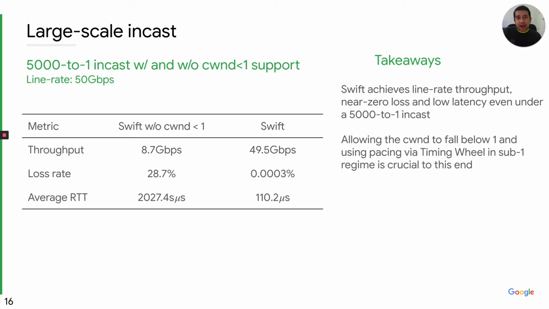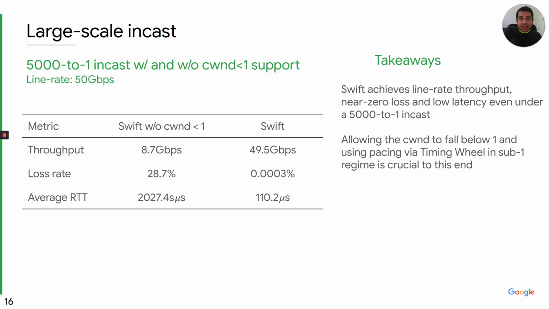To understand the impact of Cwin less than 1, where we pace packets when the congestion window falls below 1 using timing wheel, how important is that to handle large-scale incast, we do an experiment with 5000 to 1 incast, and we compare Swift and Swift without Cwin 1, where we take away the support for Cwin less than 1 from Swift. And what we observe is that Swift in this 5000 to 1 incast is able to achieve line rate throughput, almost zero loss, and very small RTT.